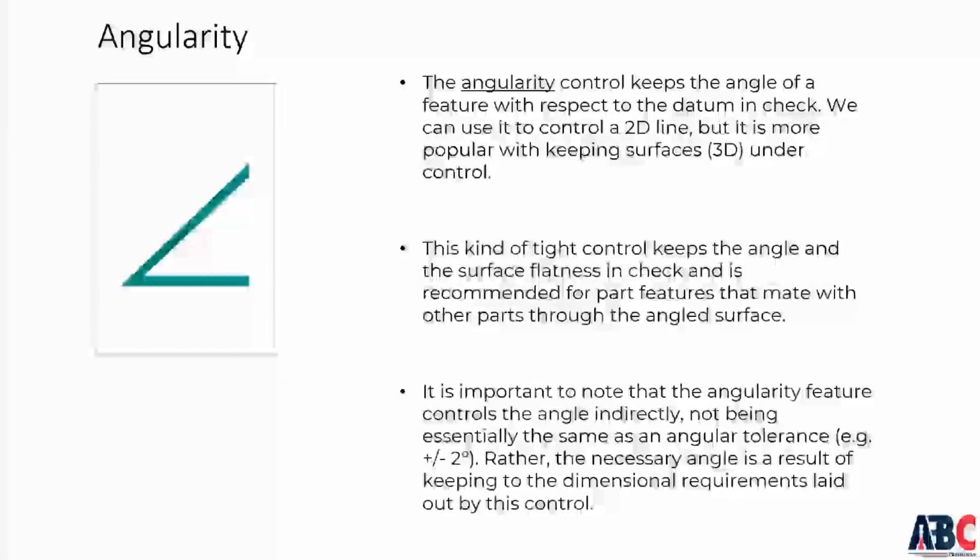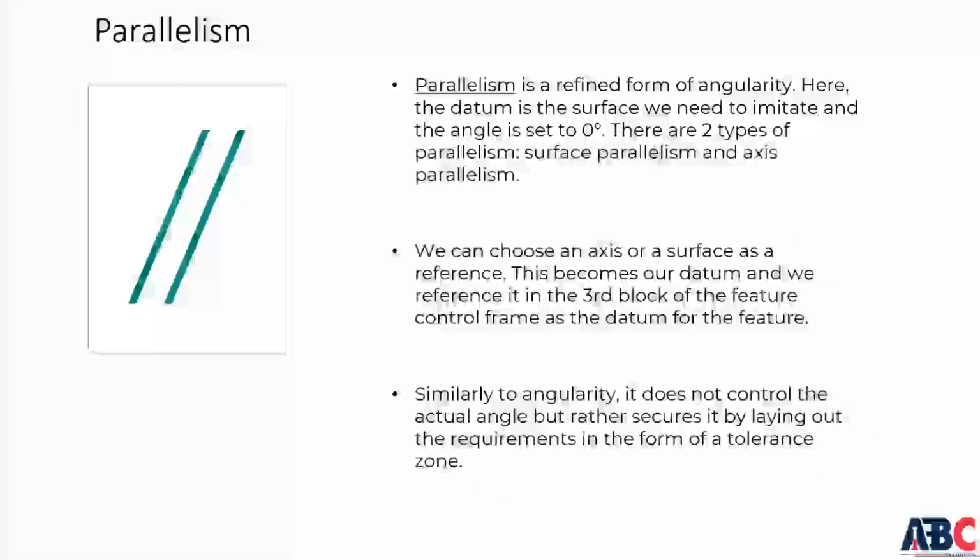This comes under orientation controls. Angularity. The angularity control keeps the angle of a feature with respect to the datum in check. We can use it to control a 2D line, but it is more popular for keeping surfaces under control. Next is parallelism. Parallelism is a refined form of angularity. Here, the datum is the surface we need to imitate and the angle is set to 0 degrees.